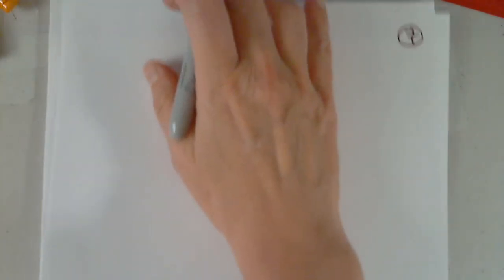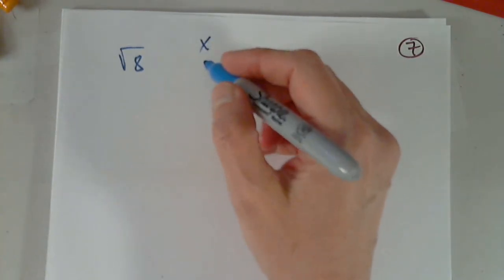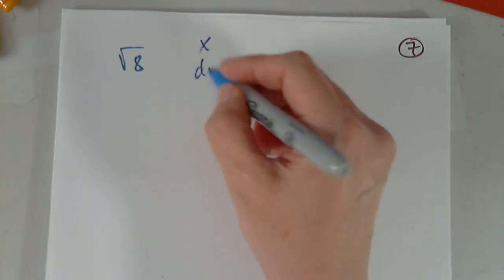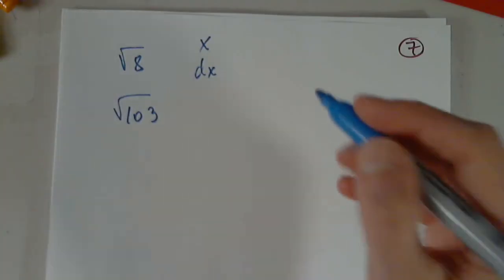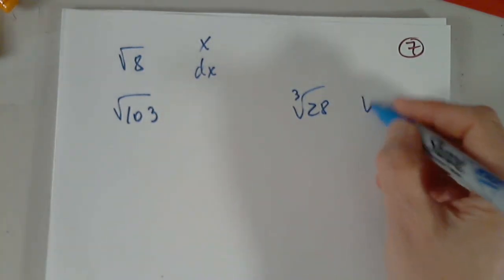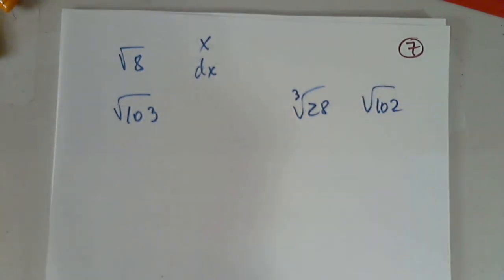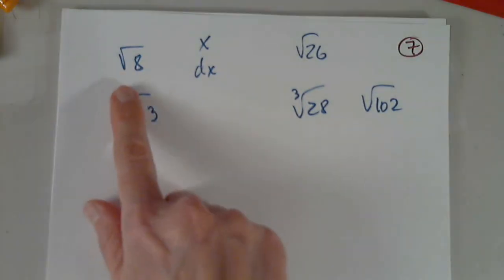There are other problems on page 267 at the bottom. For example, the square root of 8, that's problem 36. What do you think x and dx will be? The square root of 103, the cube root of 28. I'm copying all of them now. The square root of 102, the square root of 26. What do you think x is here?